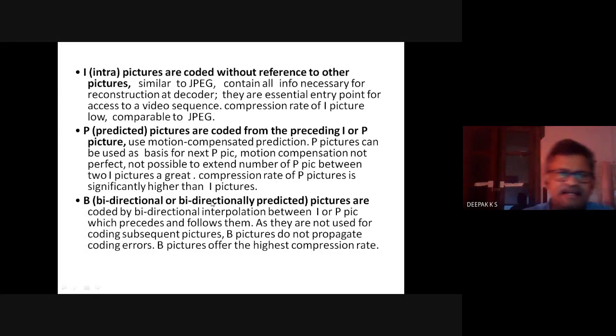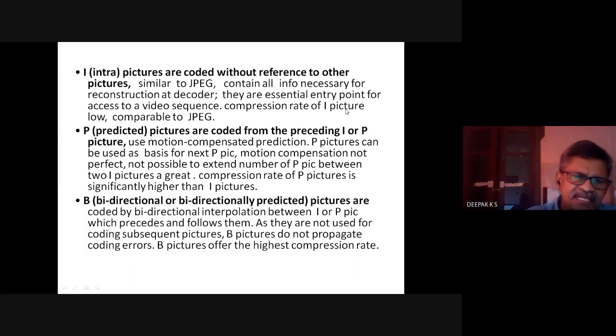One is intra pictures. They are coded without reference to another picture. So they don't depend on any other picture. They are similar to our JPEG. JPEG is an image, and this image can be compressed using DCT techniques. So similar to that, we can have these I pictures. So they contain all information necessary for reconstruction at the decoder. At the decoder, you can reconstruct it. Inverse of the 6 steps of this JPEG, you can use it for this I picture.